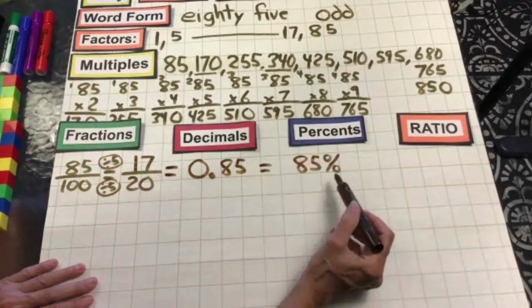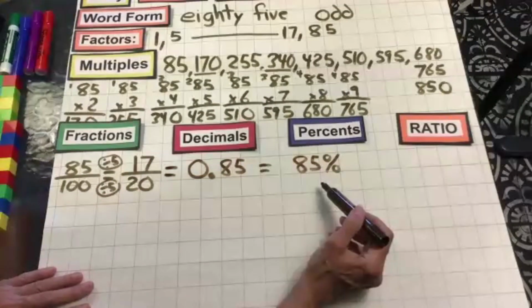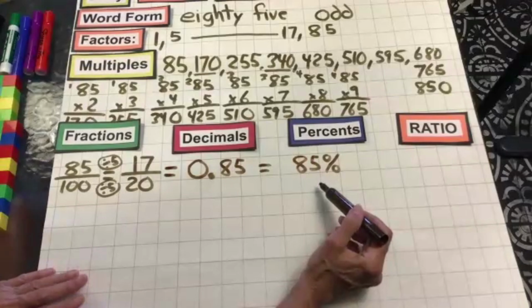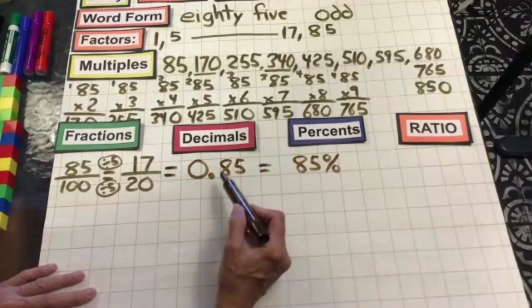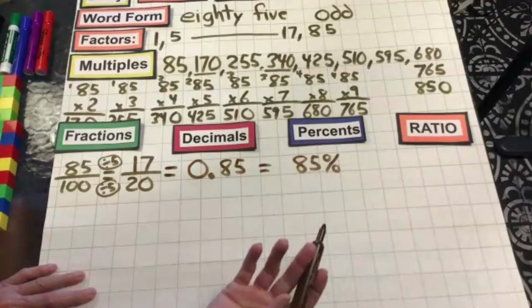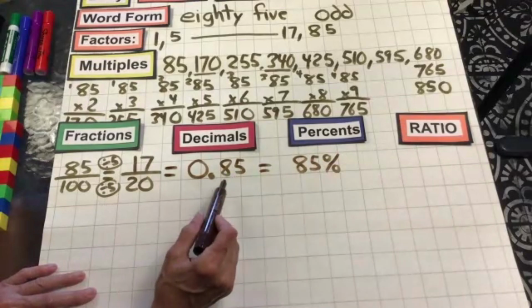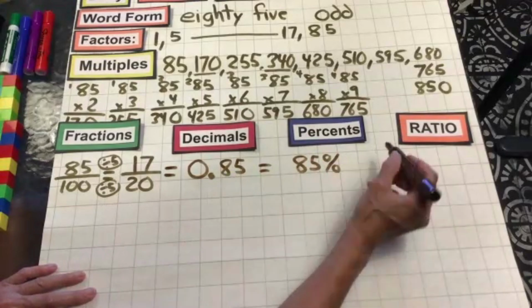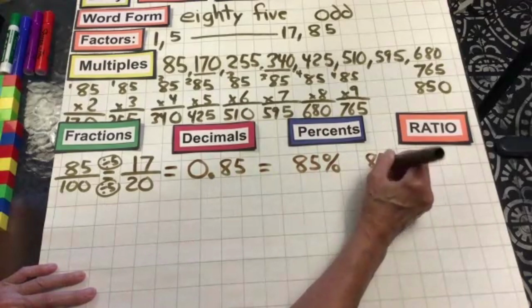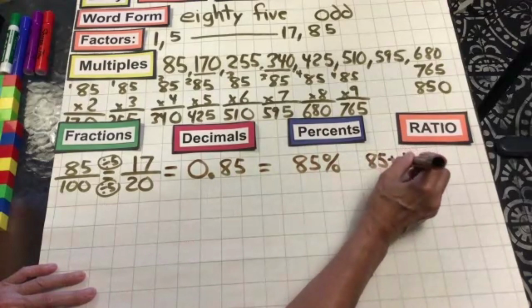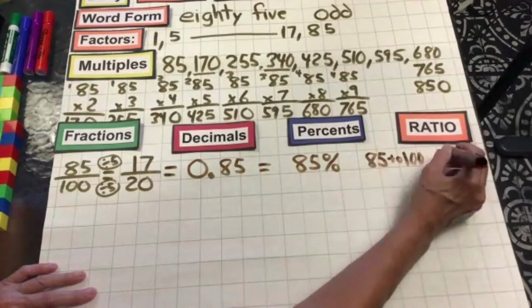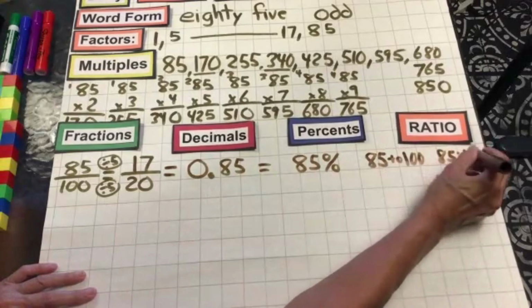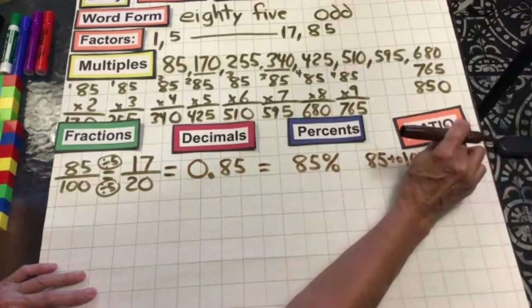So if I went into a store and they had 85% off the item I was buying, I would take 85 cents off of every dollar. So if it was $10, I would take $8.50 off. Pretty good deal. All right, we have 85 to 100 in ratio, or 85 colon 100. That would be the same.